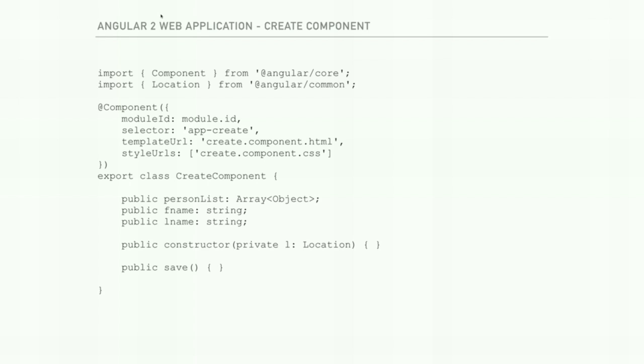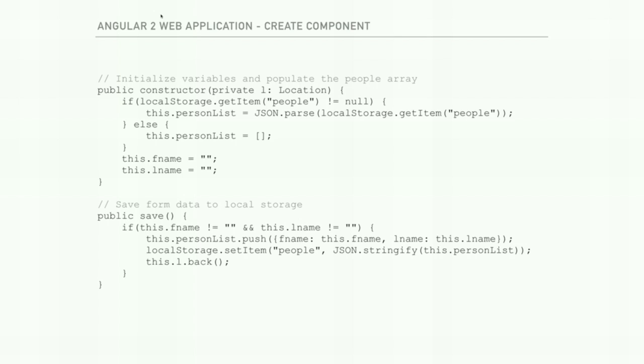In this particular scenario, we have a public person list again. In this case, I probably could leave it out because we may not need to use it, but it's public, it's there. We also have a public F name and public L name. So these actually get bound to a form that appears on the UI, and you'll see that in a second. We also have the constructor, and we also have the save function here. So the code that goes into those, of course, is we're loading our person list again. So we're getting it from local storage. Otherwise, we're initializing it. We're also initializing the F name and L name to blank.